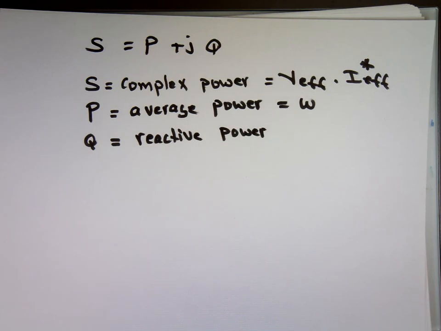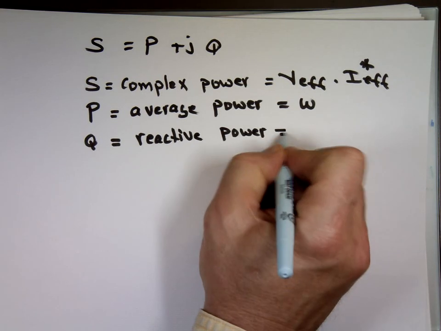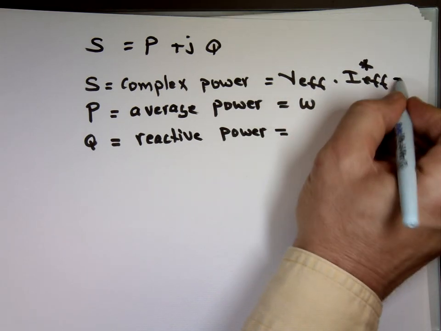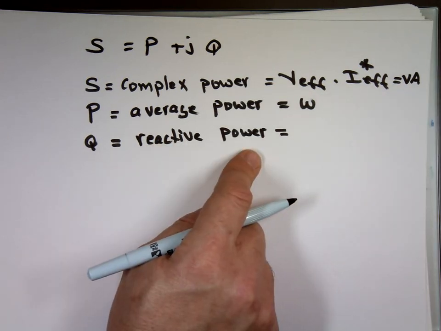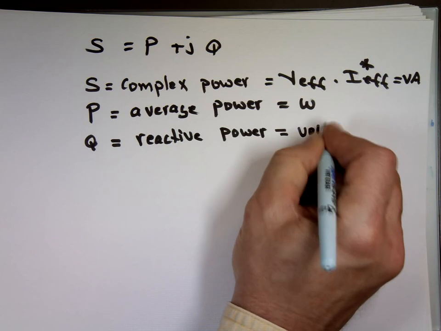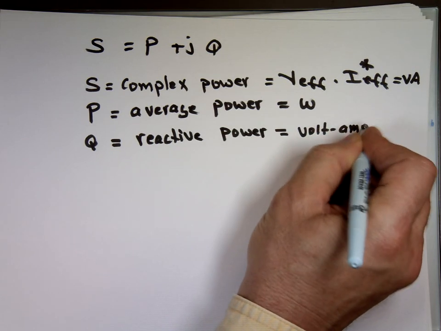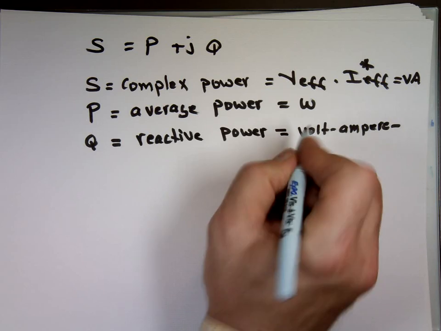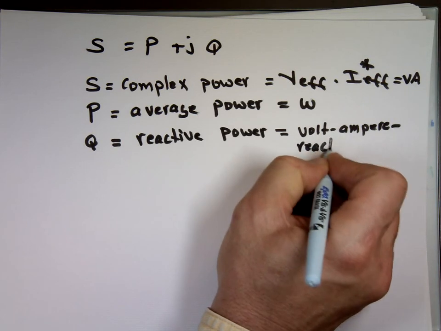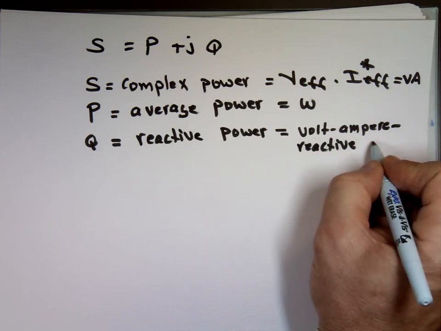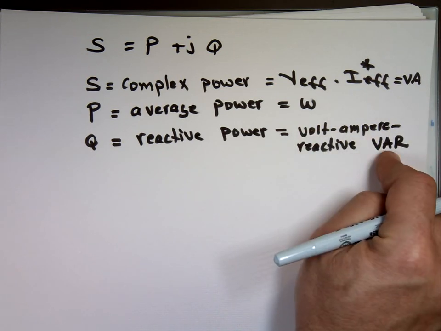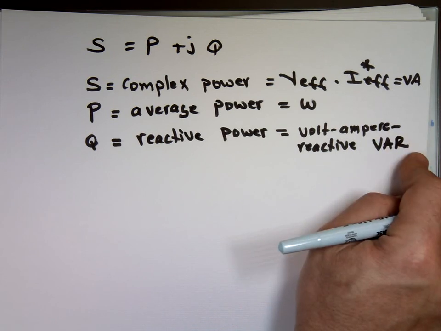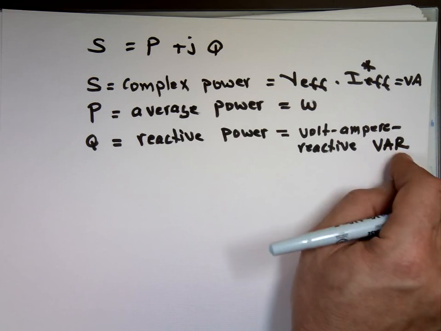And the units for that, for reactive power, because you know for S the units are VA. And this is reactive power, so we can use VA. It's really volt-ampere, but we call it reactive, the complex portion. So the units for that is VAR, V-A-R, volt-ampere reactive. The units for Q is VAR.